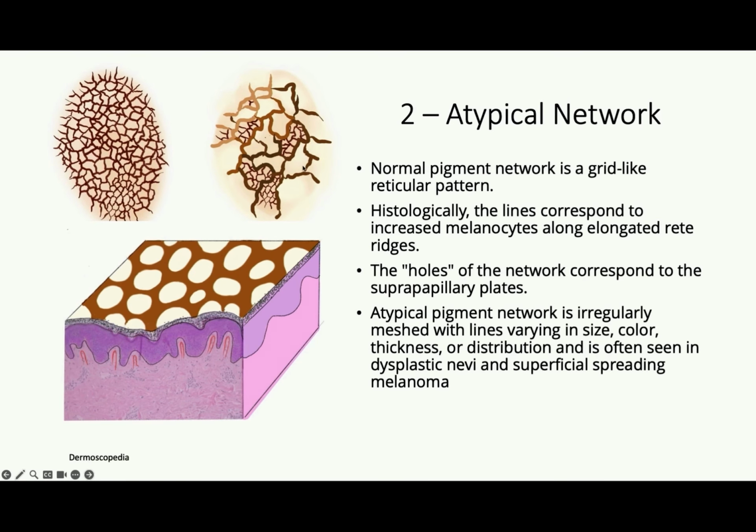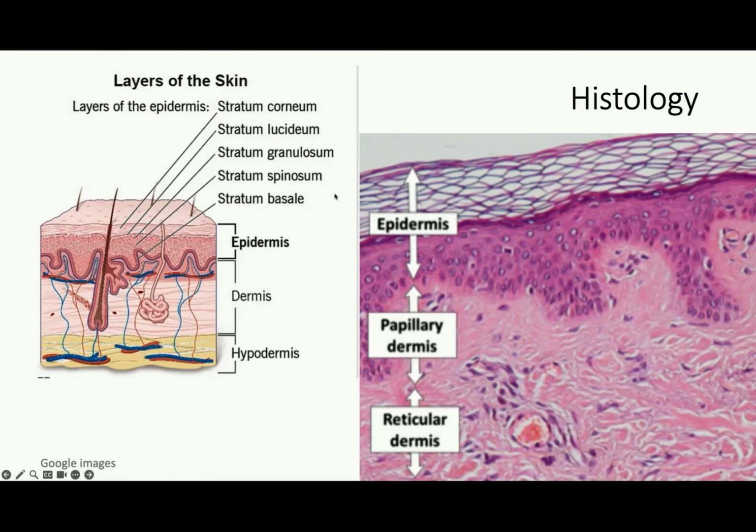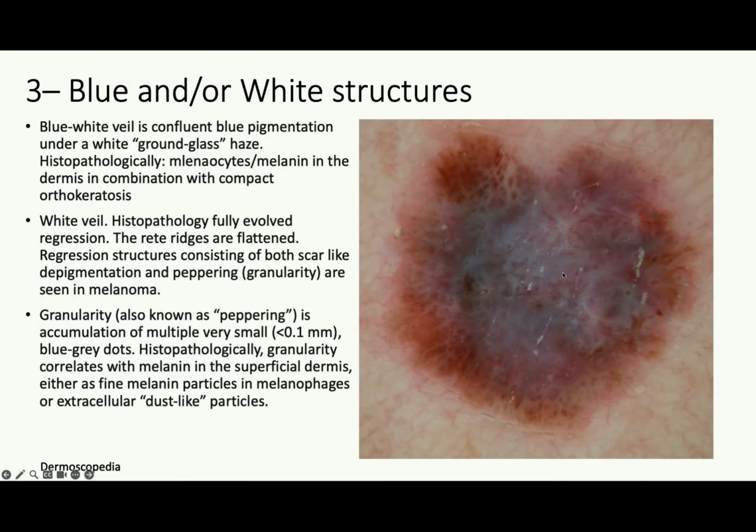So a typical network would look like this. This is what the skin generally looks like, with the ridges and all of that, these hexagonal patterns. However, if there's a melanoma or a destructive lesion, then obviously the architecture of the skin is modified, and you will see these angulated lines, darker lines, usually gray in color, and it looks very irregular. We have examples of that coming up shortly. Again, these are the holes, and this corresponds to the actual dark lines in there. And then there are blue-white veil or blue and white structures. So what is a blue-white veil?